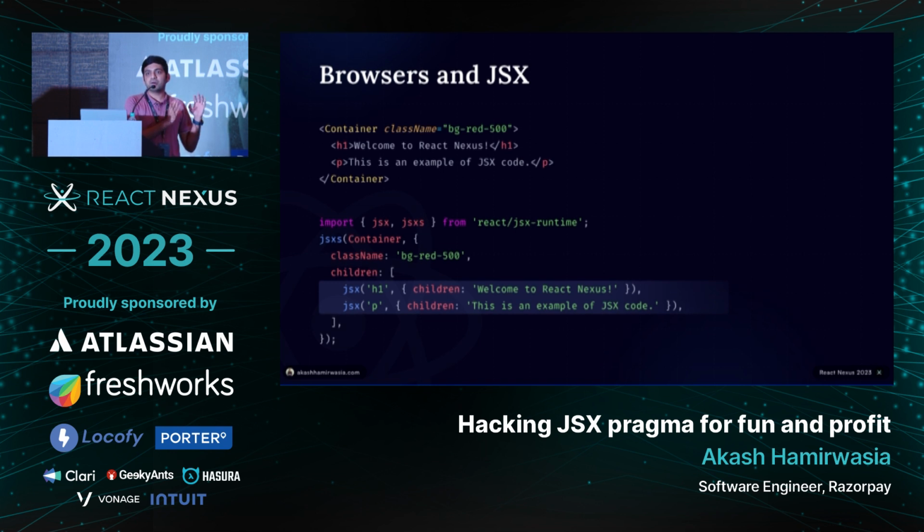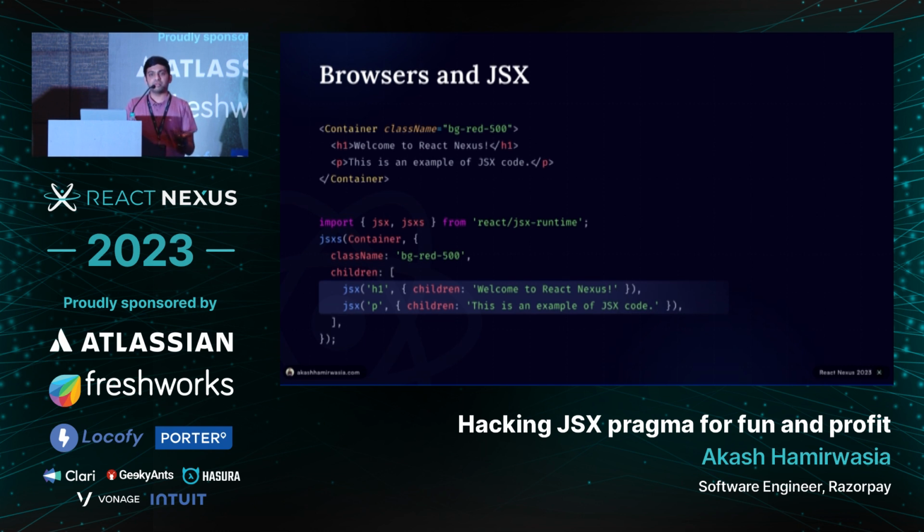But notice how the complete context of your JSX code is still retained. Just by looking at the JavaScript snippet at the bottom, you can still tell that there is a container component with a class name bg-red, and there are two child elements, h1 and p. So the transformation process is simply replacing the JSX code with function calls so that browsers can understand it.